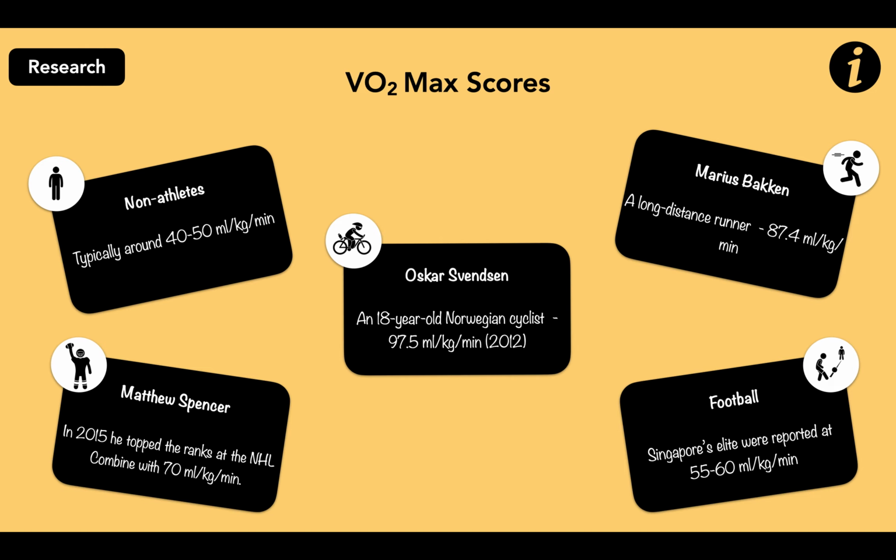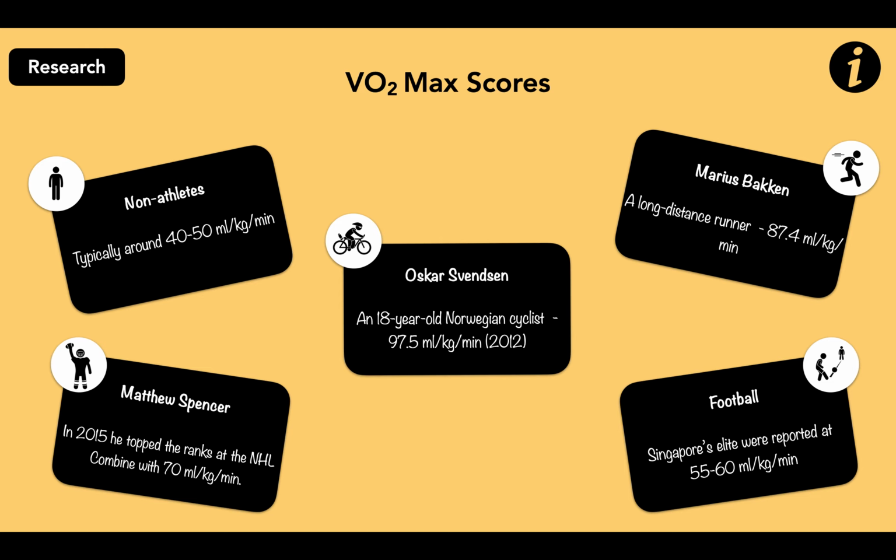Okay, and then we've got a variety here, and you'll see we've got in the bottom right some games players, and these are Singapore's footballers, and they report around 55 to 60 millilitres per kilogram per minute, which is very good VO2 max scores. And then a little bit of an increase from the NHL there, Matthew Spencer, who recorded 70.